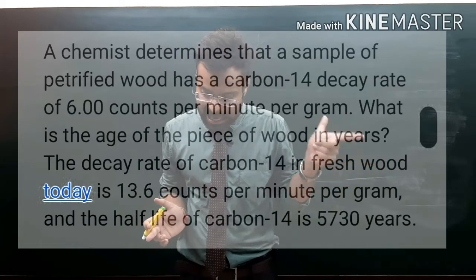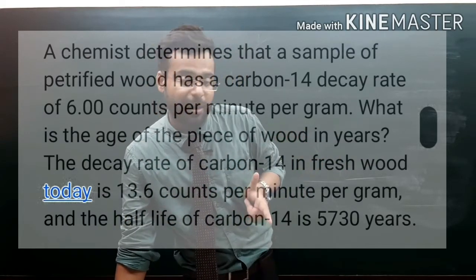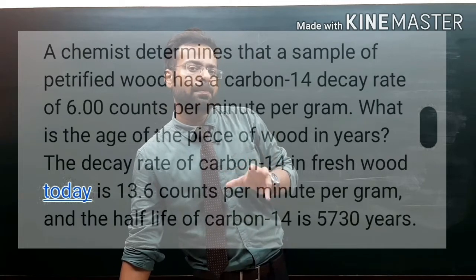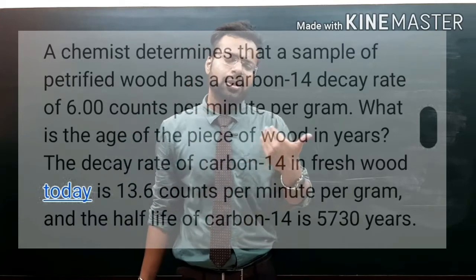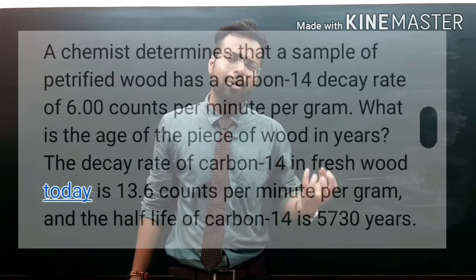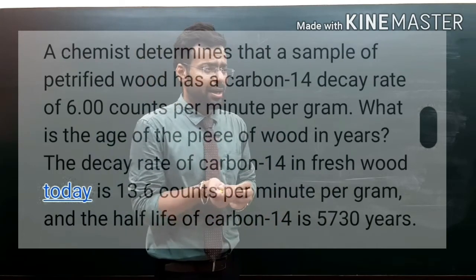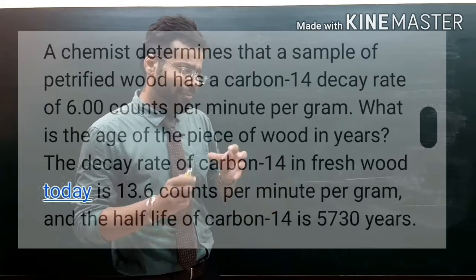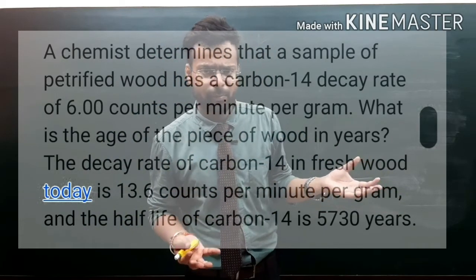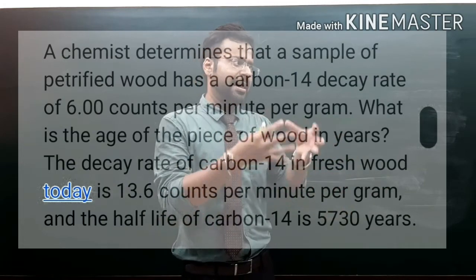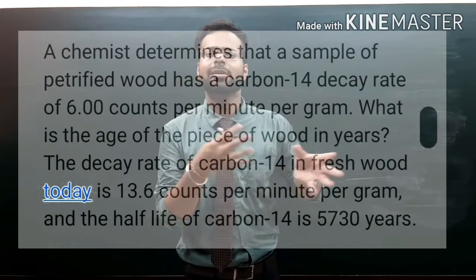Wood has a carbon 14 decay rate of 6 counts per minute per gram. Now, 6 counts per minute per gram is a unit of calculation of the amount of fossil remaining, and you need not worry about the unit because we are not considering the unit here. We are talking about the ratio. If someone says there were 500 grams and now it is 250 grams, the ratio is half. If he says there were 500 kg and now it is 250 kg, again the ratio is half.